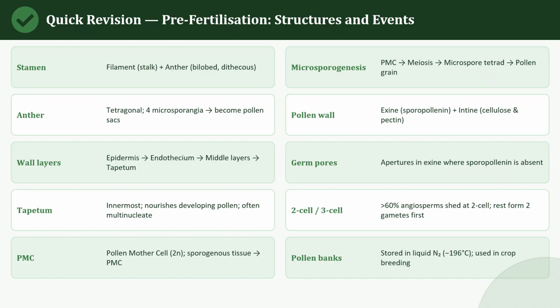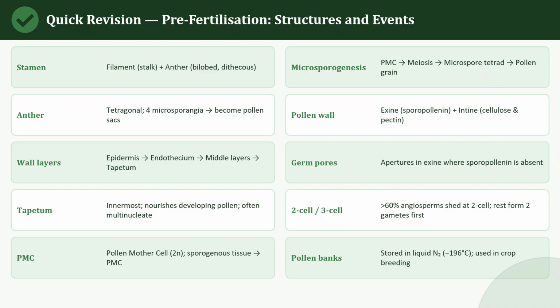Let us have some 1 mark CBSE questions for revision, children. What is a microsporangium? A pollen producing structure present in the anther. Which layer nourishes developing pollen grains? Tapetum. What is sporopollenin? The resistant material present in exine. What is a tetrad? A group of 4 haploid microspores formed after meiosis. What is microsporogenesis? Formation of microspores from PMCs through meiosis.